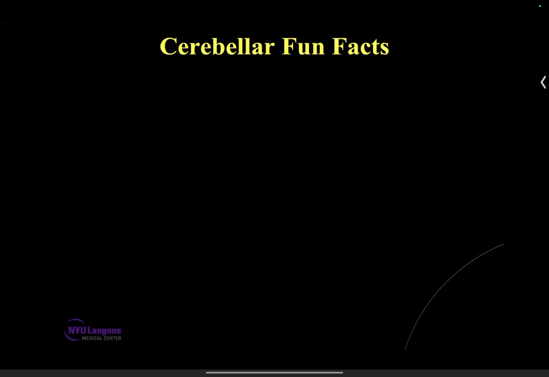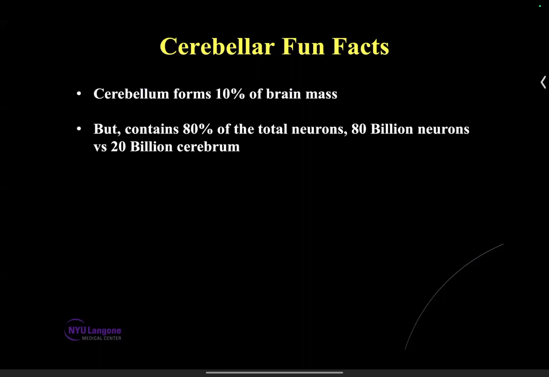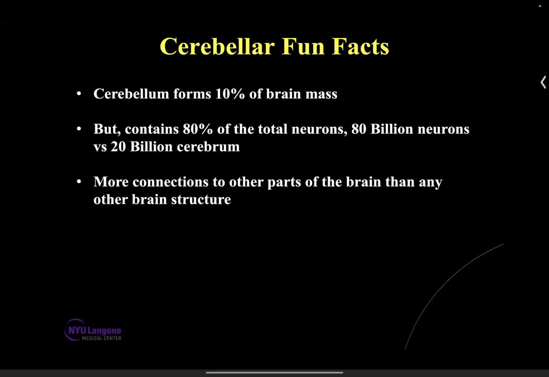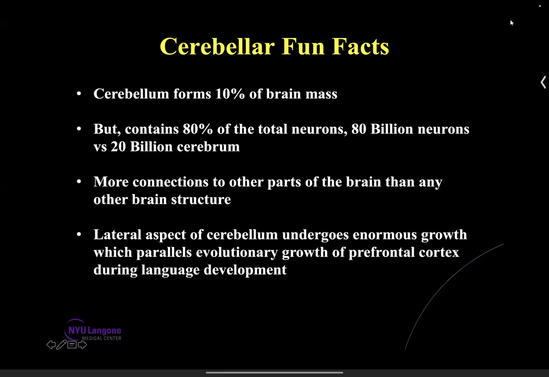So, some fun anatomical facts about the cerebellum. The cerebellum forms 10% of the brain mass, but it contains almost 80% of the total neurons. You will be surprised to know that there are 80 billion neurons in the cerebellum versus 20 billion in the cerebrum, right? And there are more connections to other parts of the brain than any other brain structure. So that's very, very important to know, and that's where the word hodology comes from.